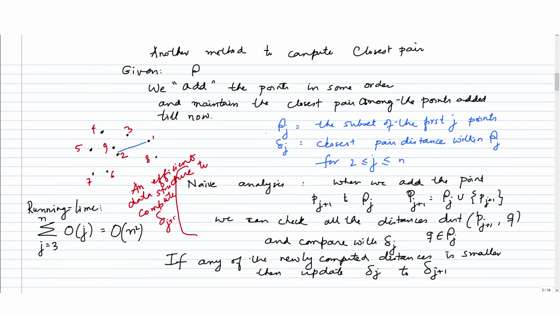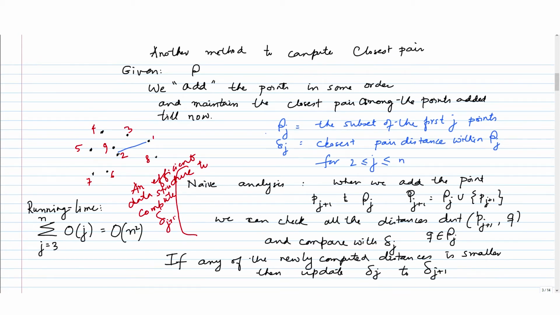You're not going to take the new point and find out all the distances. It may not be necessary. All we need to know is what is d_{j+1}. How can we compute d_{j+1} from d_j? Clear? So this is where basically all the efficiency will come from.